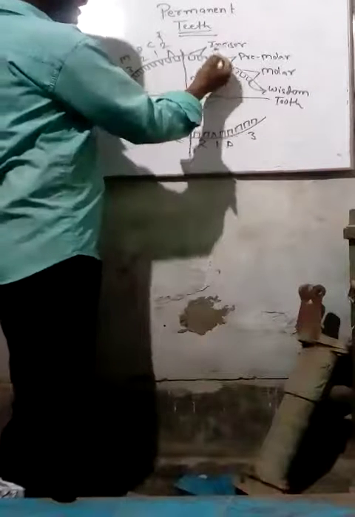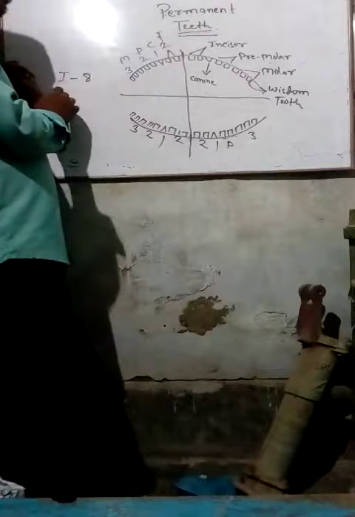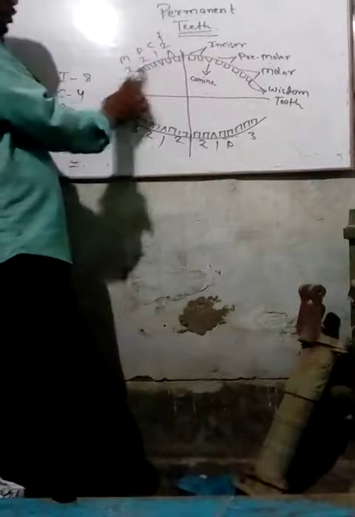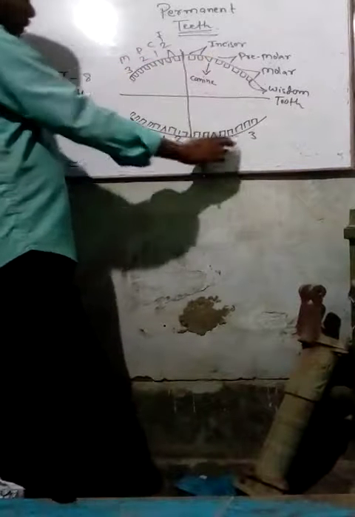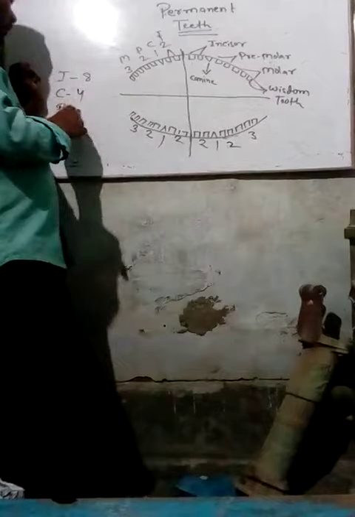सो लेट्स काउंट द नंबर ऑफ ईच टाइप ऑफ टीथ, राइट? Let's count. There are 2 incisor in first quadrant, 2 in second quadrant, again 2, again 2. It means incisors are 8. Let's count canine. Canine 1, 1, 1 and 1. How many canines are there? 4. Premolar: 2 premolar, 2 premolar, 2 premolar, 2 premolar. How many premolar? 8 premolar.